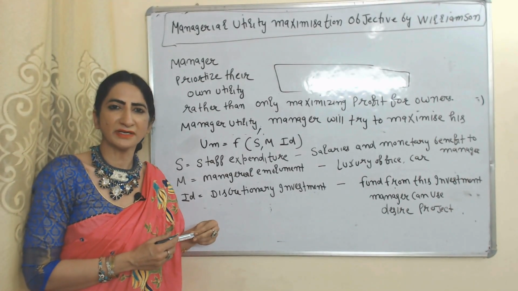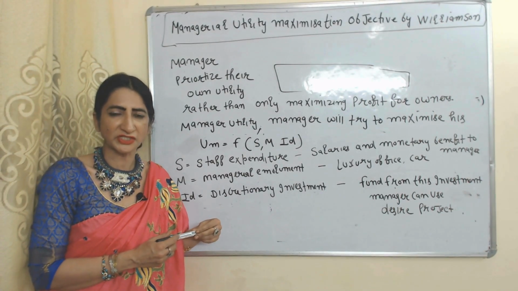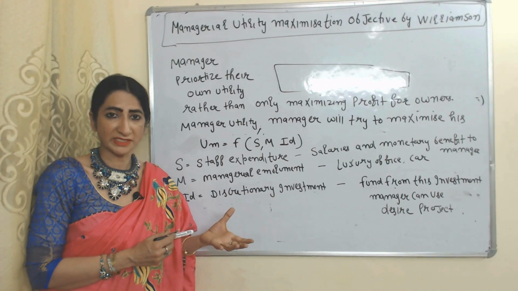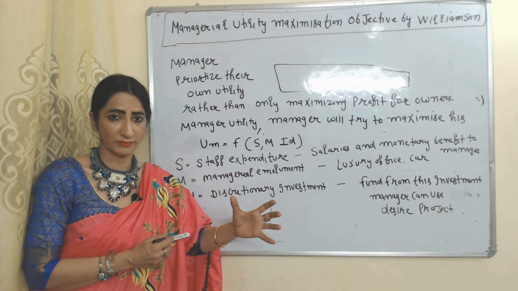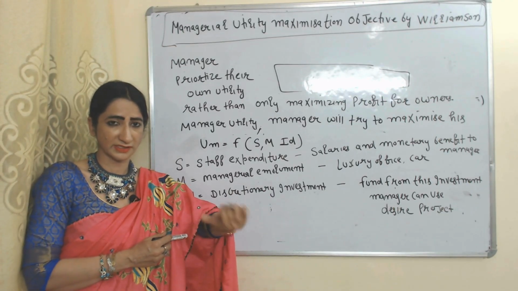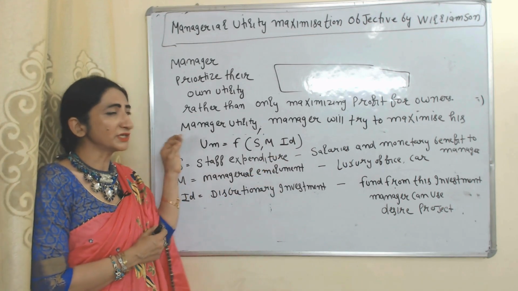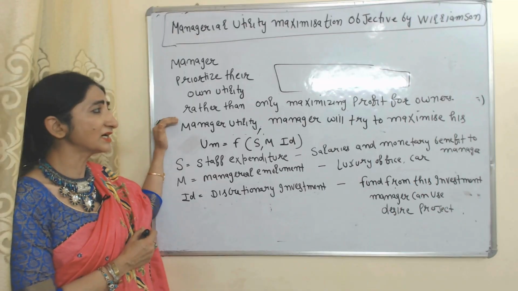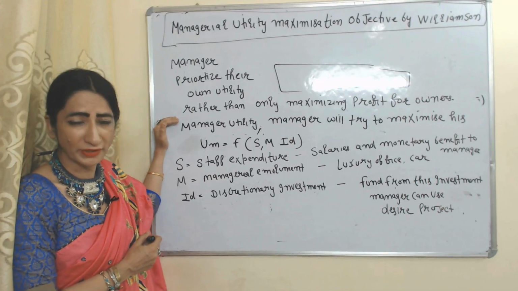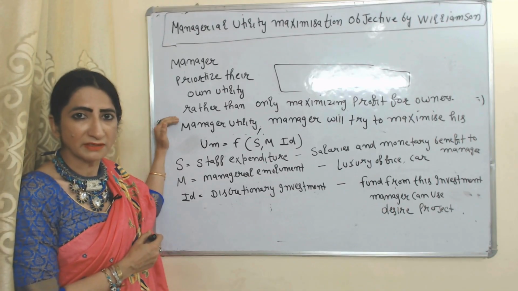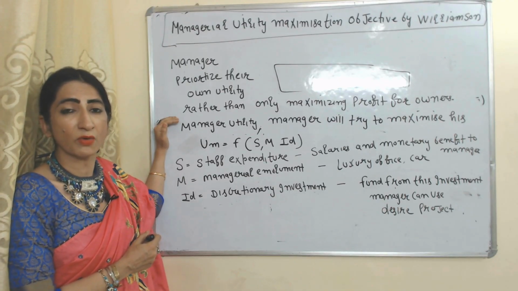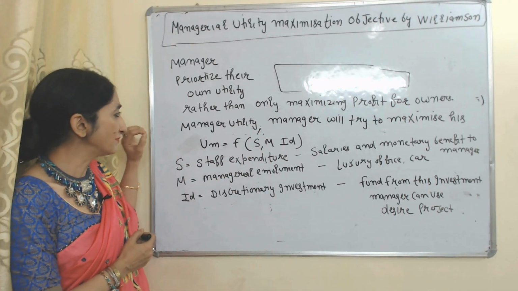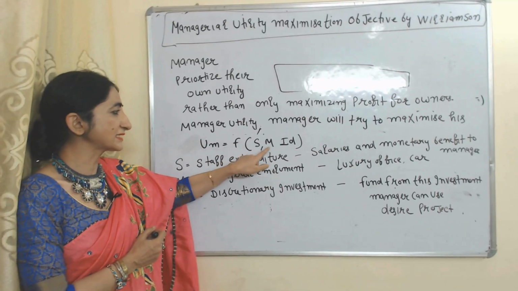Next objective is the managerial utility maximization objective by Williamson. As we know, in any organization, manager and owner are separate groups. Manager and owner are not the same, they are different. According to Williamson, managers try to prioritize their own utility rather than only maximizing profit for the owner. And manager utility depends on S, M and ID.